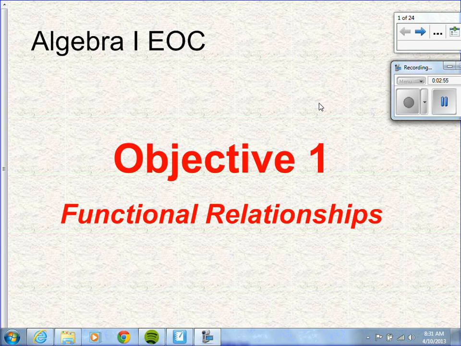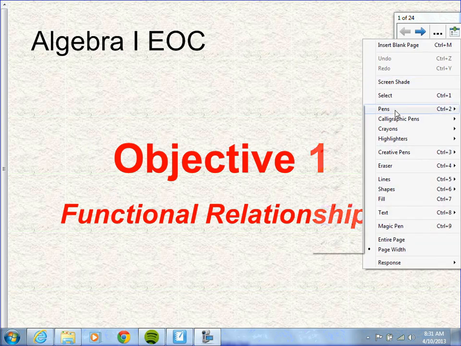One of the main things I want to tell you is that Objective 2 and Objective 3 are the two objectives that have the most tested questions. Does that make sense? Objective 2 had approximately 12 tested questions. Objective 3 had approximately 15 tested questions on the EOC. So when we cover Objective 2 and Objective 3, I highly recommend going back and reviewing those two main objectives. Our first objective is functional relationships.